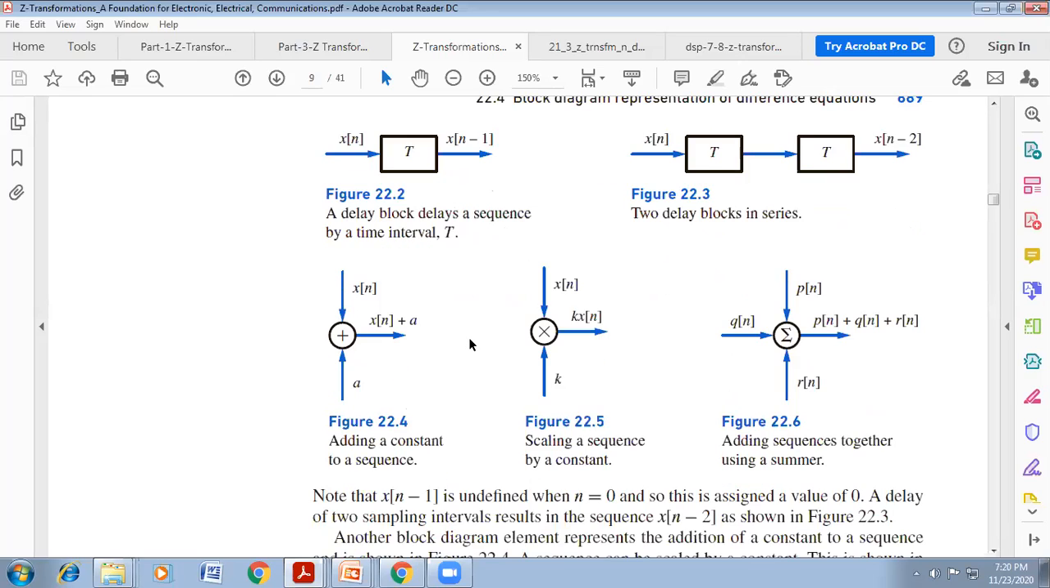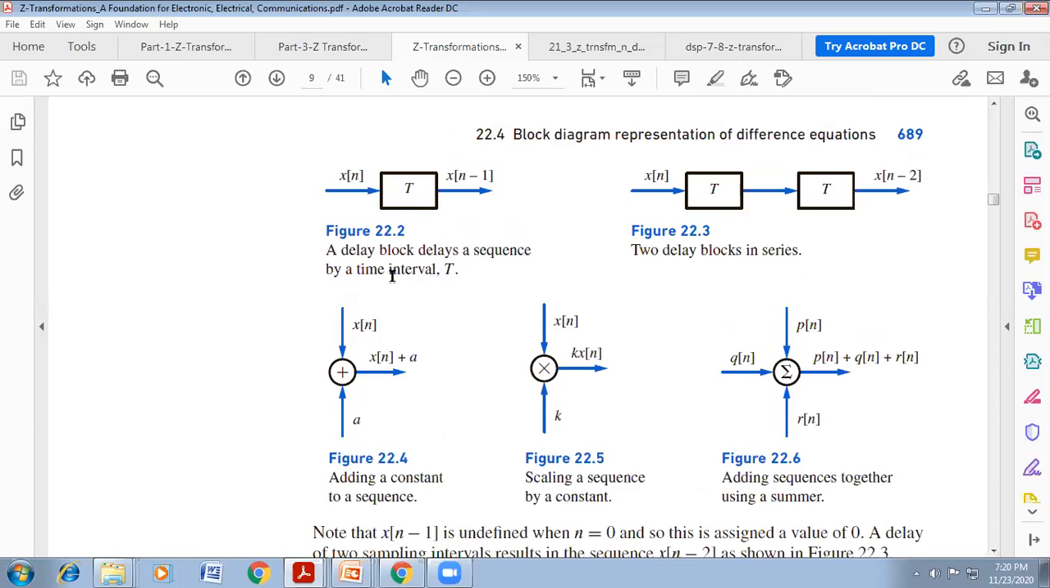Now adding a constant to a sequence: if we add a constant a to the sequence, x n plus a, the block diagram uses a plus notation. For scaling a sequence by a constant, we use a multiply notation, and for adding, a summation notation. This block diagram is used in representing the difference equation. Remember it. This application actually happens in engineering applications.